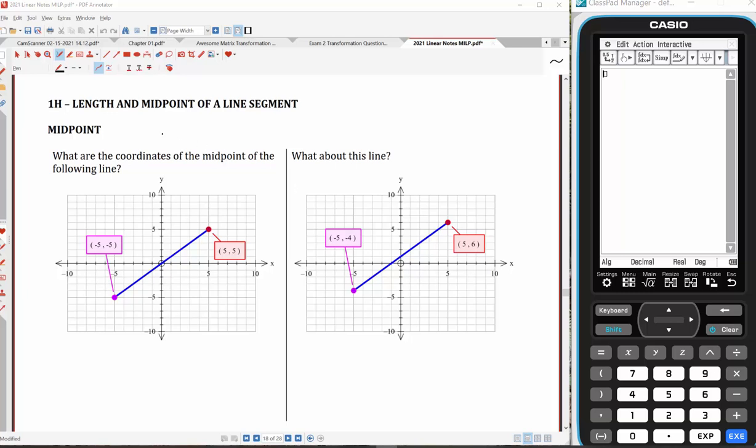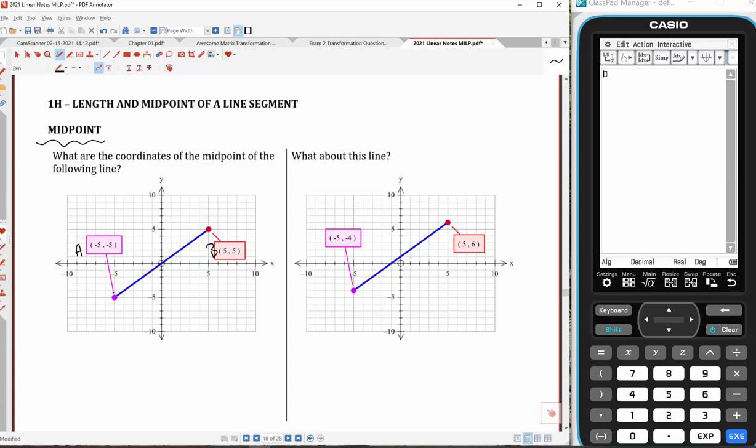Today we'll look at length and midpoint of a line segment and parallel and perpendicular lines. So we'll start with midpoint. What are the coordinates of the midpoint of the following line? This line here is called a line segment. Let's call this point A and call this point B.